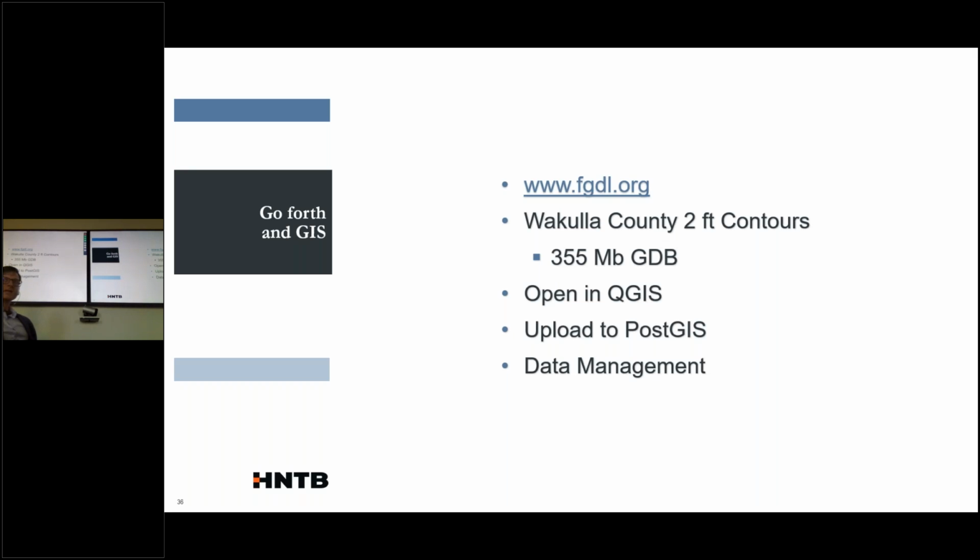You now have a database system that's set up and ready to receive data. You have client software in the form of QGIS where you can open all sorts of spatial data. Go forth in GIS, go out to fgdl.org. For this one, I grabbed the Wakulla County 2-foot contours, which is a 355 megabyte geodatabase, with six figures worth of contours, somewhere north of 100,000, so a lot of lines. You want to open this in QGIS, upload it to PostGIS, and we'll show you how you can manage all of these layers.